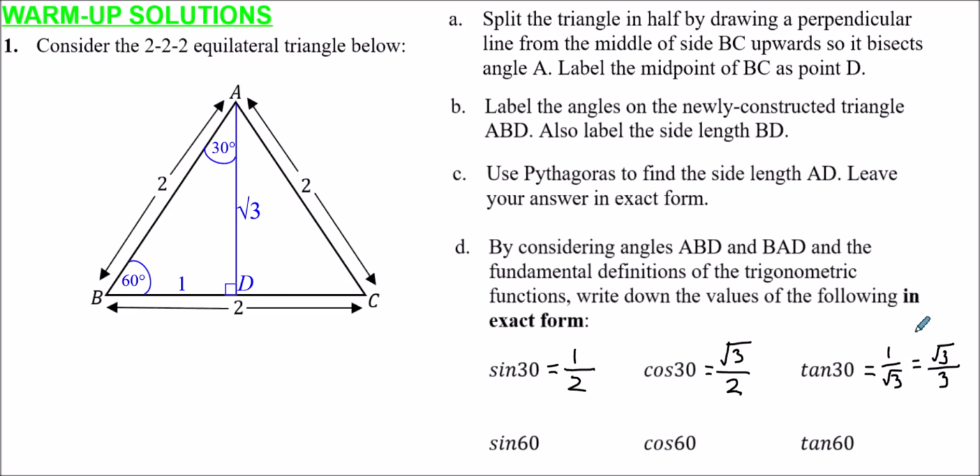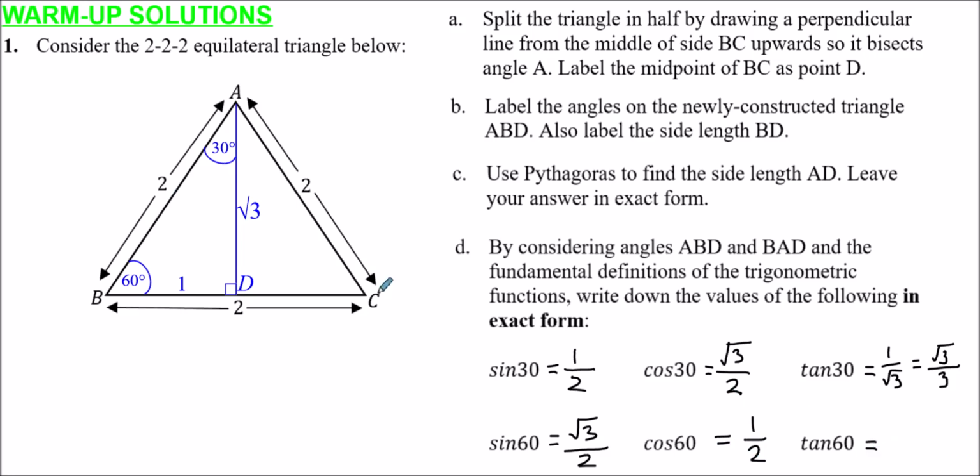So now we've dealt with the 30-degree angle, we can now consider the 60-degree angle at B. So first of all, sine 60. So sine 60 is the opposite side, which is root 3, divided by the hypotenuse, which is, again, 2. So sine 60 is just half root 3, or root 3 over 2. Cosine 60 is the adjacent side, which is 1, divided by the hypotenuse, which is 2. So cos 60 is going to be exactly 1/2.